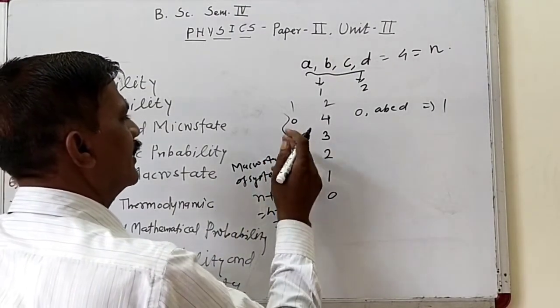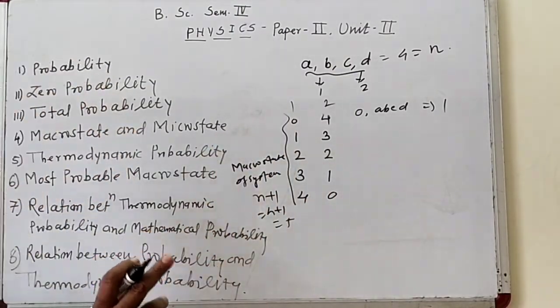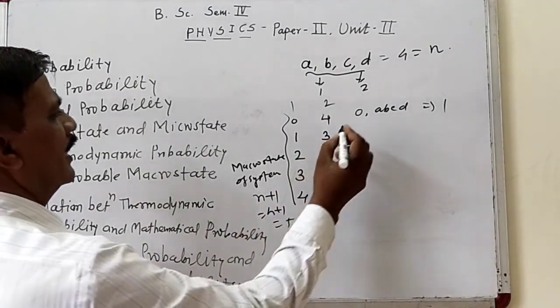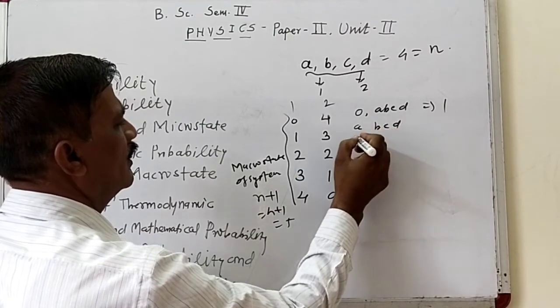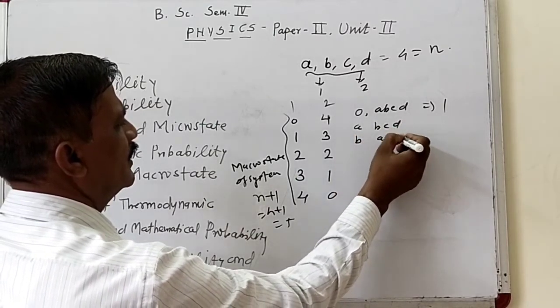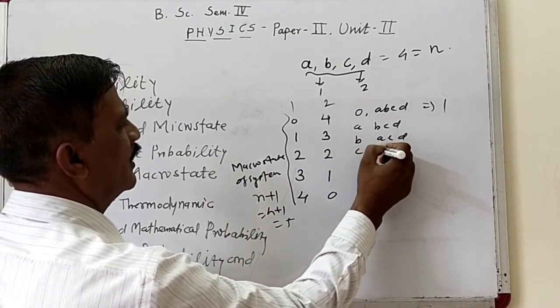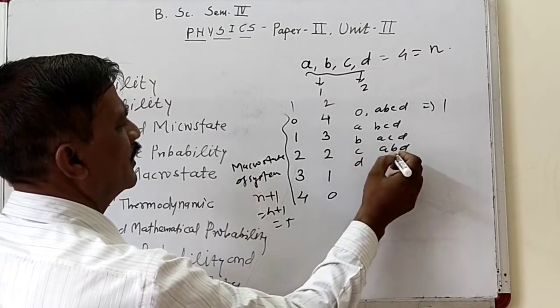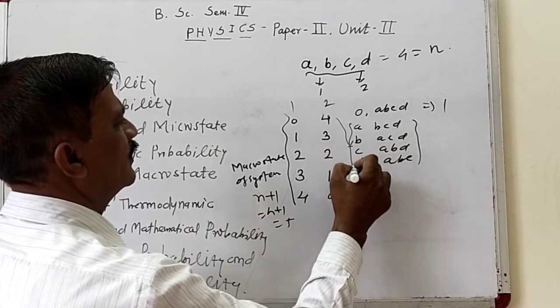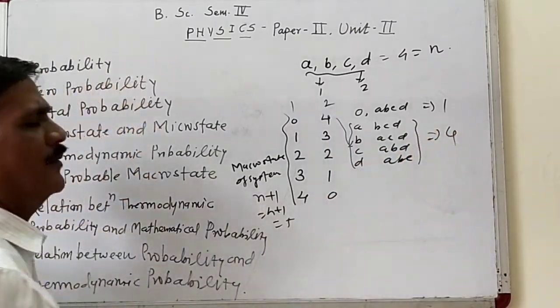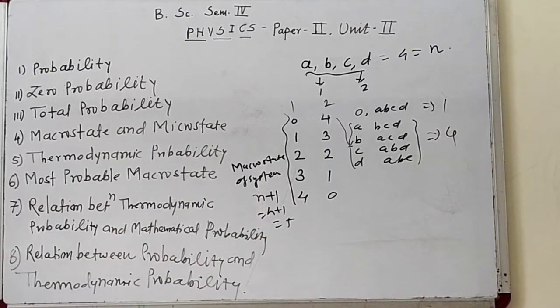In the second case, take 1 in the first and 3 in the second. That means out of 4, A is here and B, C, D here; B is here, then A, C, D here; C is here, then A, B, D here; D is here, then A, B, C here. That means for this there are 4 possibilities, 4 ways of distributing the distinguishable particles in 2 compartments.